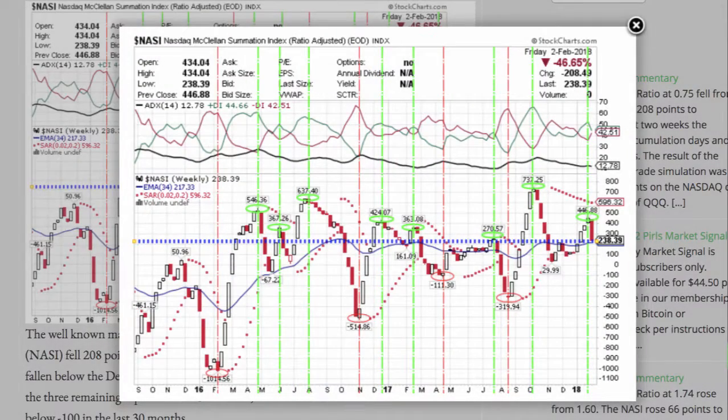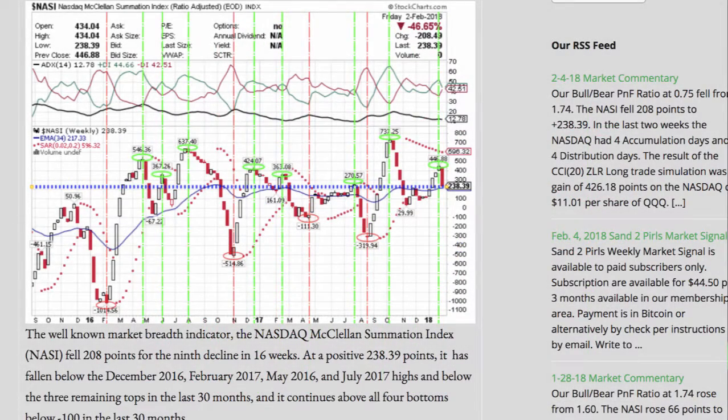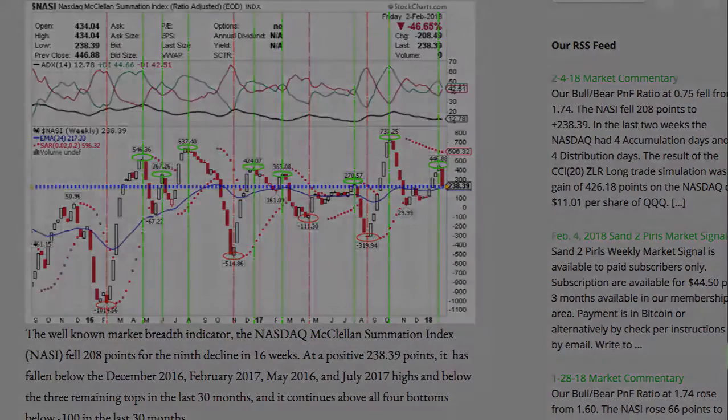The well-known market breadth indicator, the Nasdaq McClellan Summation Index, fell 208 points for the 9th decline in 16 weeks. At a positive 238.39 points, it has fallen below the December 2016, February 2017, May 2016, and July 2017 highs, and below the 3 remaining tops in the last 30 months. And it continues above all 4 bottoms below minus 100 in the last 30 months.